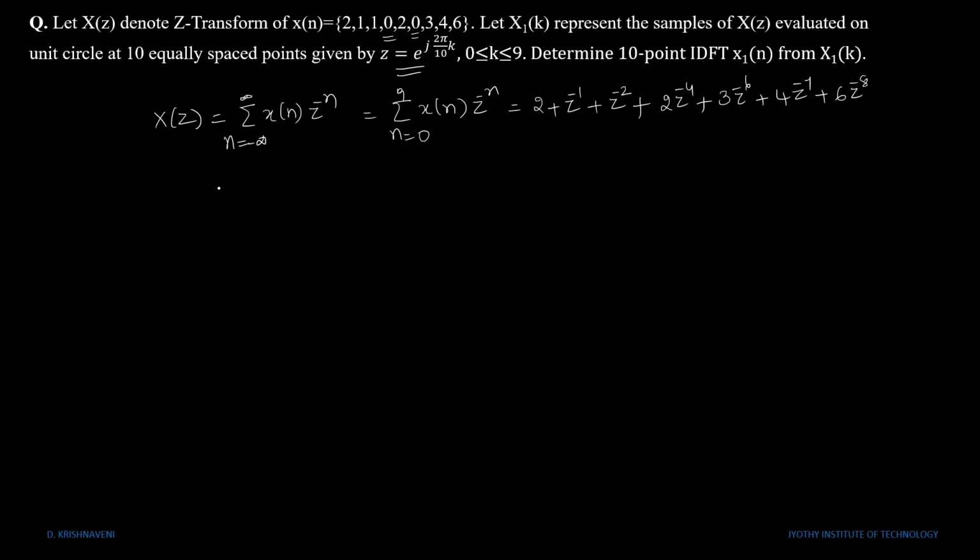Now it is given that this X(z) is sampled. 10 equally spaced points have been considered, by substituting z equals e^(j2πk/10). So when z is equal to e^(j2πk/10), we will get X(k), that will be equal to the summation from n equals 0 to 9 of x(n) e^(-j2πnk/10). So in place of z I have replaced it with e^(j2πk/10). So this is the 10-point DFT of x(n).